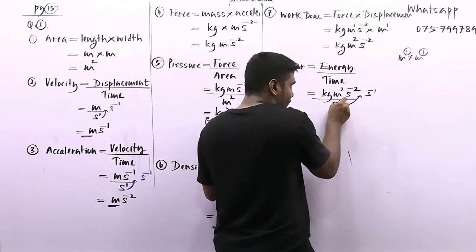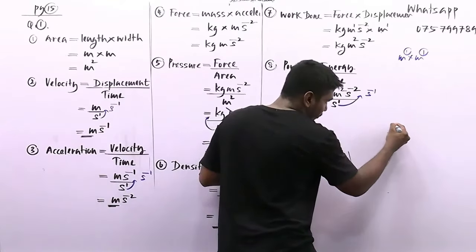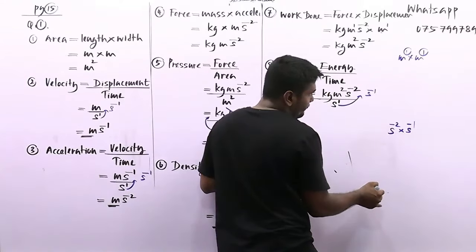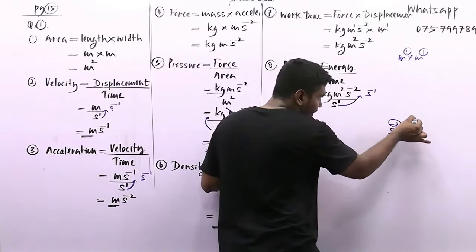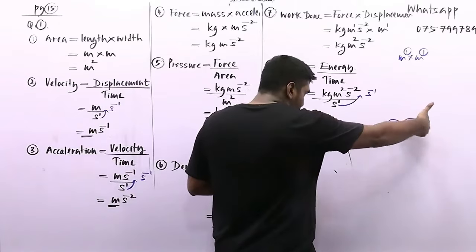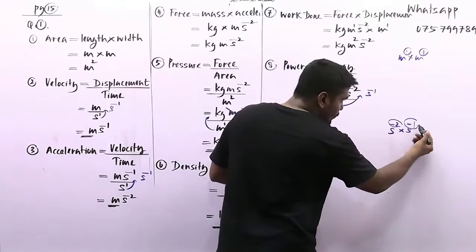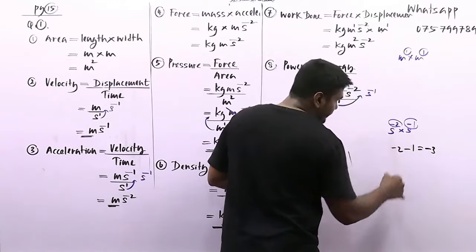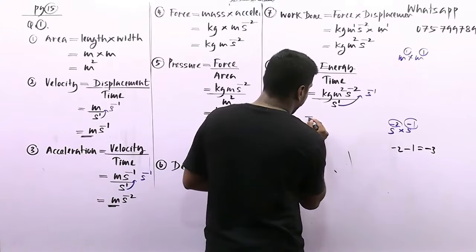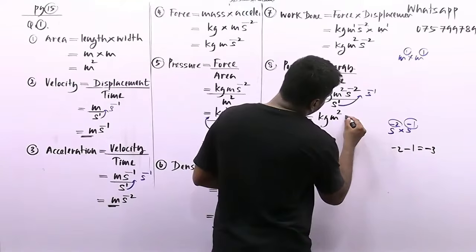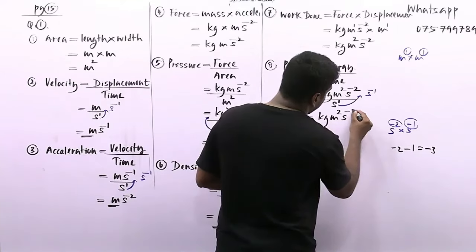Already there is s to the power minus 2. So s to the power minus 2 into s to the power minus 1 is going to be how much? Minus 2 plus minus 1, minus 3. You can add these two powers. Minus 2 minus 1 is minus 3. Then kg m squared s to the power minus 3.